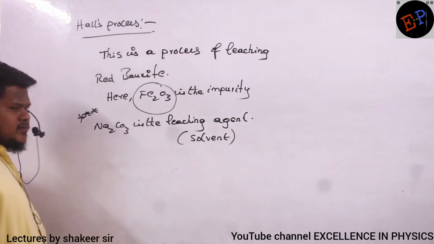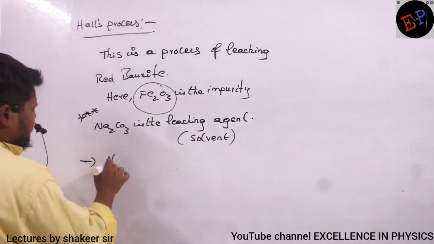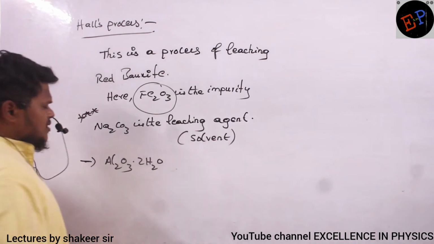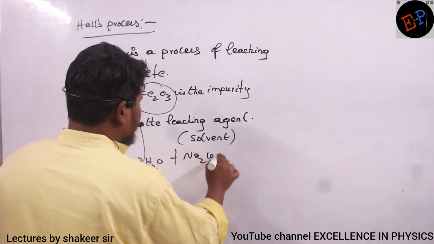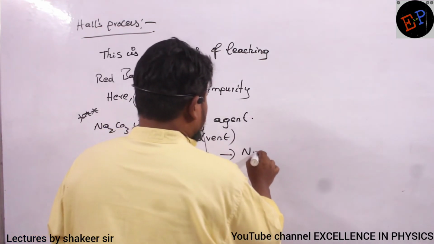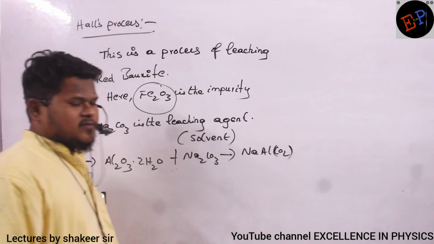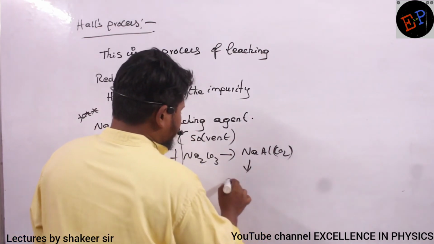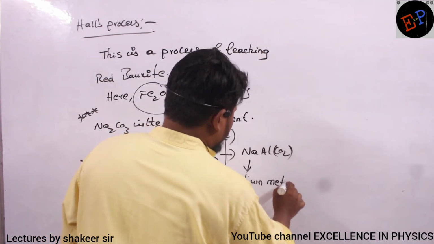Clear? And which is the solvent used here? The solvent used is Na2CO3. So let us see what is the reaction which happens. Al2O3.2H2O, which is also called bauxite, reacts with Na2CO3 to form NaAlO2. This is the compound which will be formed, and this is also a complex compound. And this is also called sodium meta-aluminate.